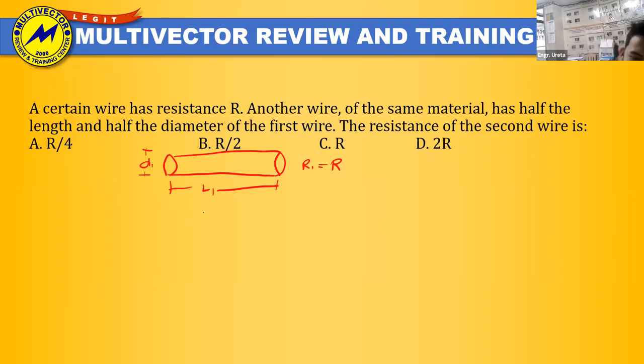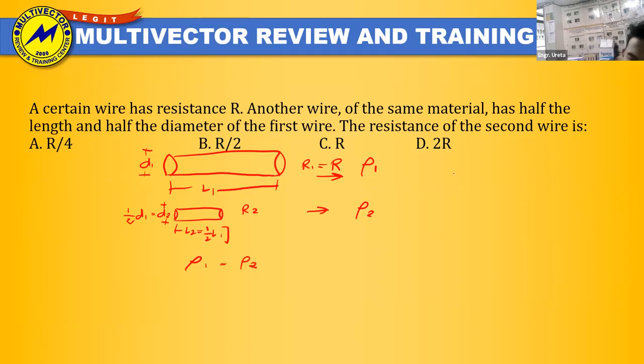Take note, meron daw tayong same material wire which is half length and half diameter. So R2 naman to. L2 is kalahati daw ng original length, 1/2 of L1, while yung ating D2 naman, sir, is just equals to 1/2 of D1 din. Ngayon dito sa problem natin, since same yung material na ginamit, therefore the specific resistance rho 1 and yung specific resistance ng pangalawang wire natin equal lang. So rho 1 just equals to rho 2.